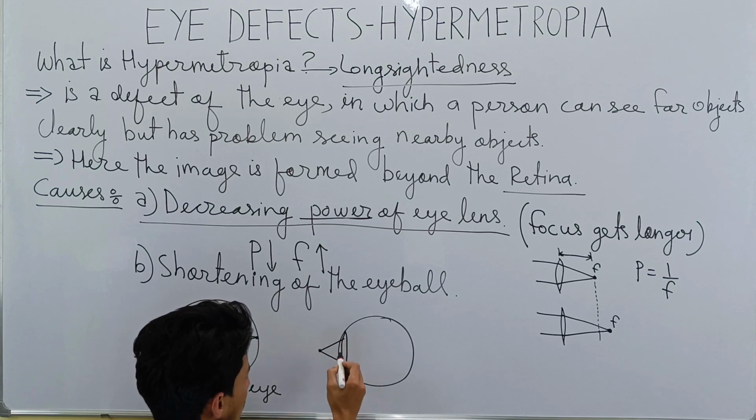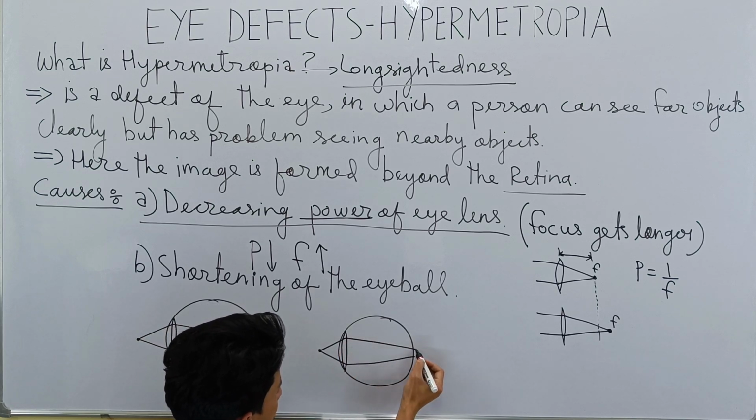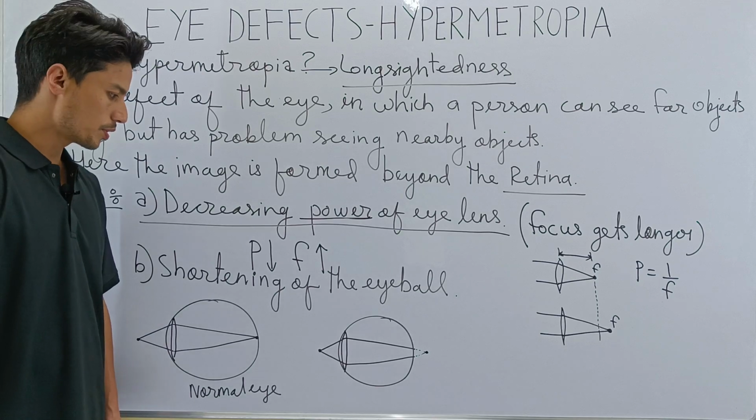What will this do? Okay, this will converge. So the eye lens will converge these rays. So let it converge the rays. So now it will converge. But you see here, where is it meeting? It is going beyond the retina.